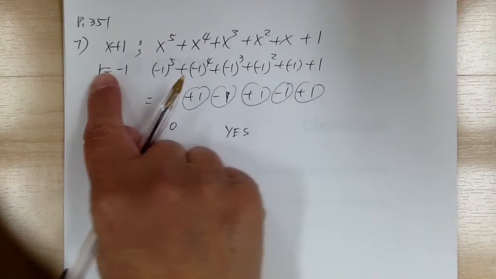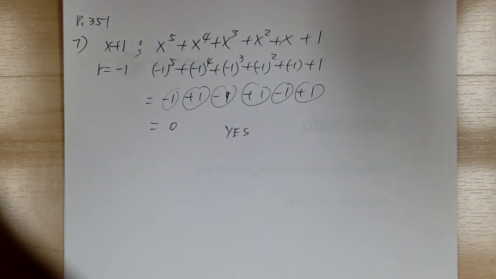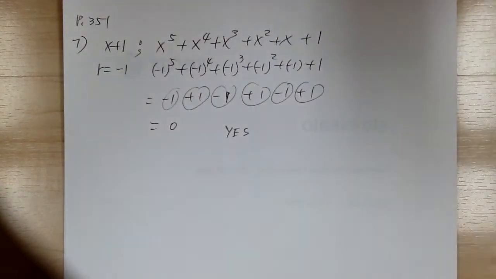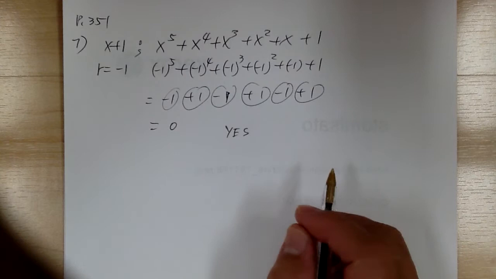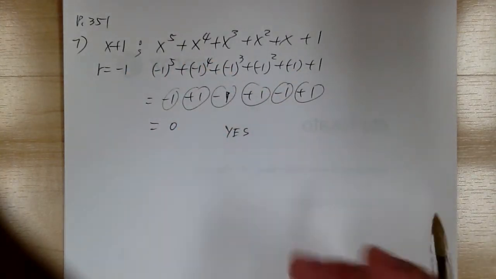Again, when you substitute, the number you get is your remainder. The remainder is the value you get when you substitute. So they are interchangeable: substitution will give you the remainder, or the remainder will give the substitution value.